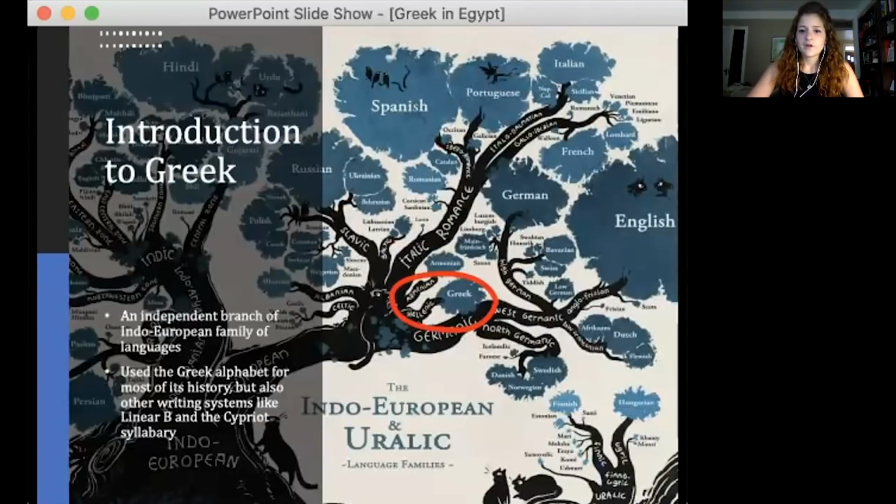Again, if you've watched Foy's talk about Egyptian languages, then you may remember the linguistic tree of languages in which Egyptian belonged to the Afro-Asiatic language family, including Berber and Semitic languages like Arabic and Hebrew, but separated into its own branch of the Afro-Asiatic family tree. In a similar way, Greek is an independent branch of the Indo-European family of languages, and that language family includes Germanic, like German and English, and Latin branches like Spanish and French, etc. Throughout its long history, Greek used the Greek alphabet, but there were also other systems like Linear B and the Cypriot syllabary.